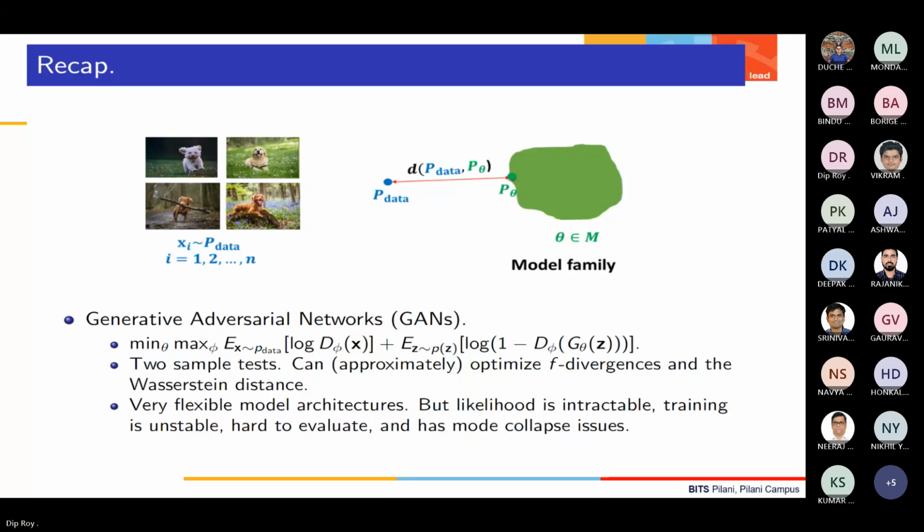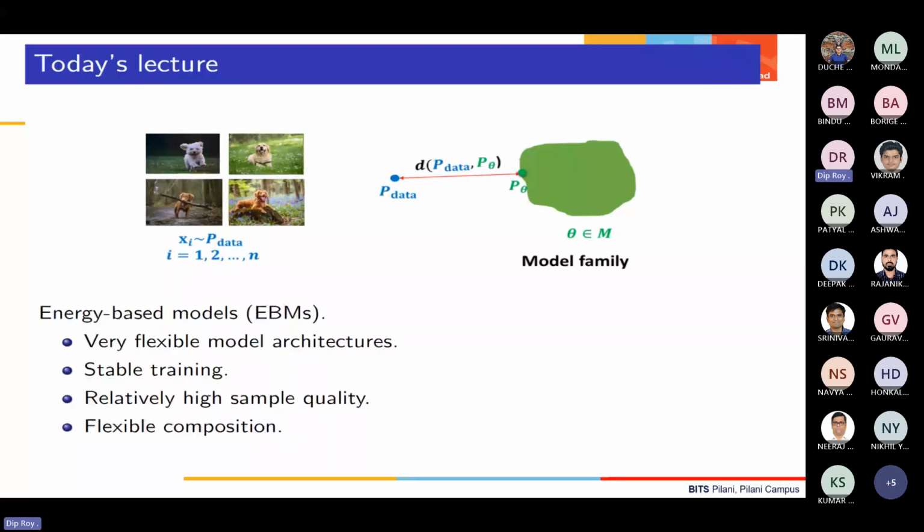So what we will do today is we will study energy-based models. Now, the key thing about energy-based models is they are very flexible model architectures because we don't put any restrictions on them. They are very stable in training. And they have relatively high sample quality, and they have a flexible composition.